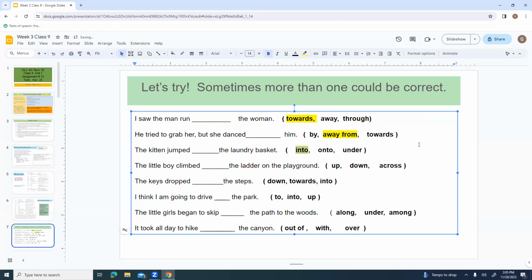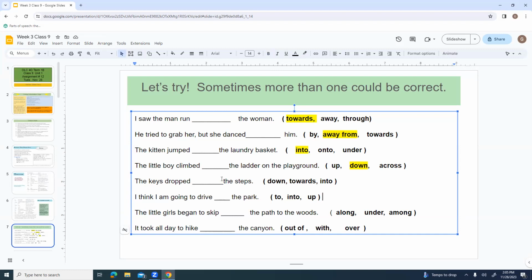Okay. The little boy climbed something the ladder on the playground. Up the ladder, down the ladder, or across the ladder. Well, either up or down works. It just depends what the little boy is doing. I'm going to pick down just for fun here. He wouldn't really go across a ladder, right? Unless the ladder was somehow leaning in from one spot to another, which wouldn't be very safe.